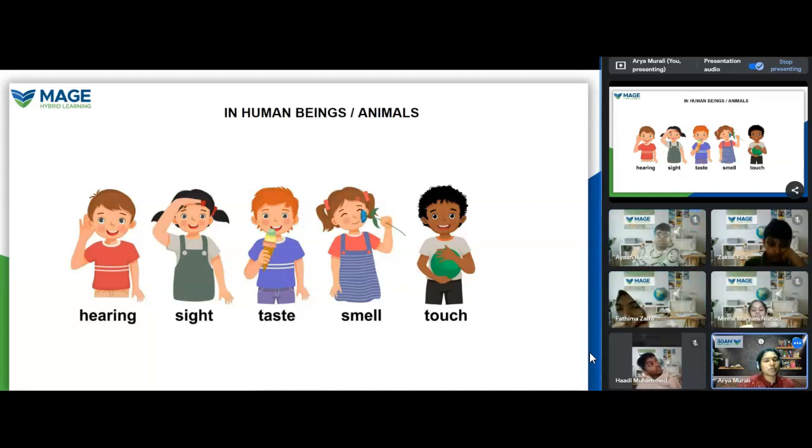All these help us to sense our surroundings, and we can respond to various external stimuli according to these senses. This much clear? This is about sensitivity. Fine.